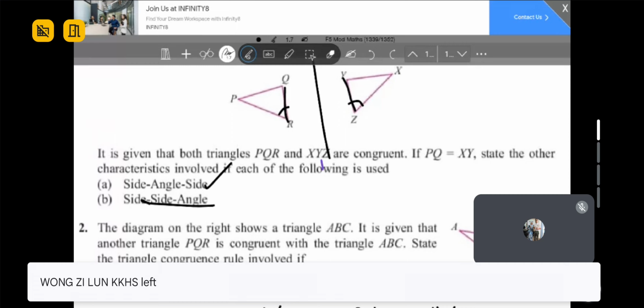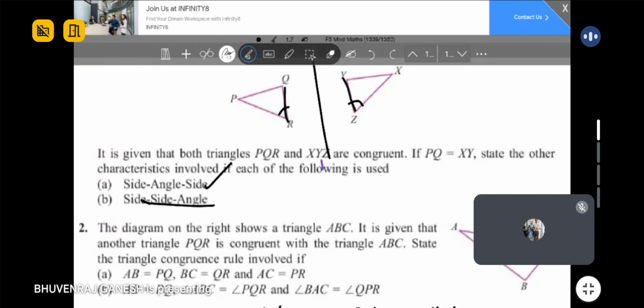Anyone? Very simple. Question A. You don't see any angle in question A. So what type of triangle is this? It should be... anyone? Only the side is given.